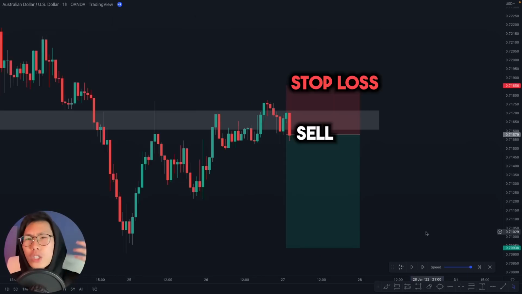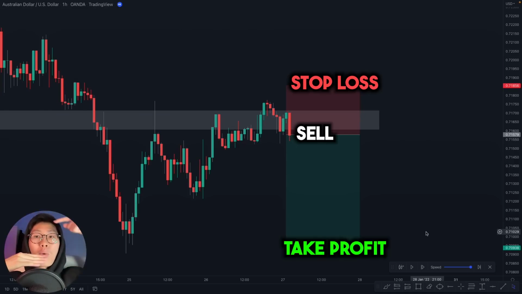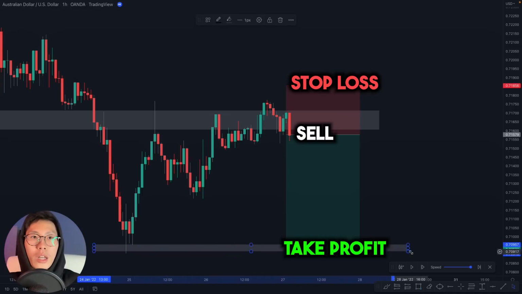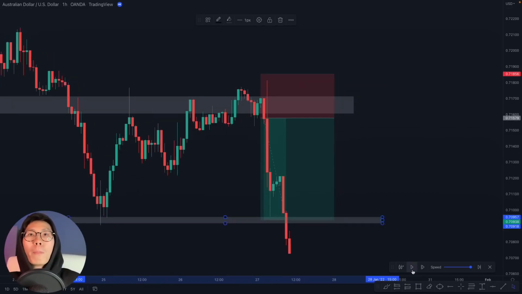If you don't know where to place your take profit, always make sure you look towards the left. Once you look towards the left, look at where price last stopped at. That is where you place your take profit. You place it at a level where price last stopped at. So I'll place it right here at the most recent low, and let's see how this trade plays out. Boom, boom, boom, boom. You just smashed your take profit, guys. You just smashed your take profit, as simple as that.